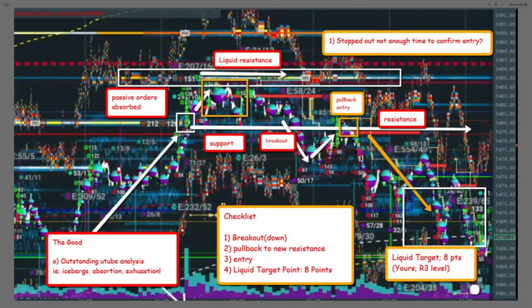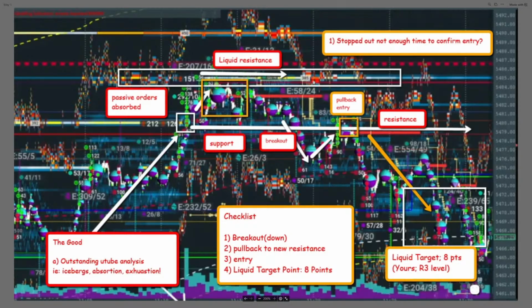Same setup. Pretty much passive orders are absorbed on the way up, it hits a liquid resistance and develops a little bit of a consolidation, and then we have a breakdown of the support and a pullback once again right to what is new resistance. And we just had the follow through all the way down; there was a liquid target down there for about 8 points, and there's the R3 level that Valley Fan had talked about earlier.